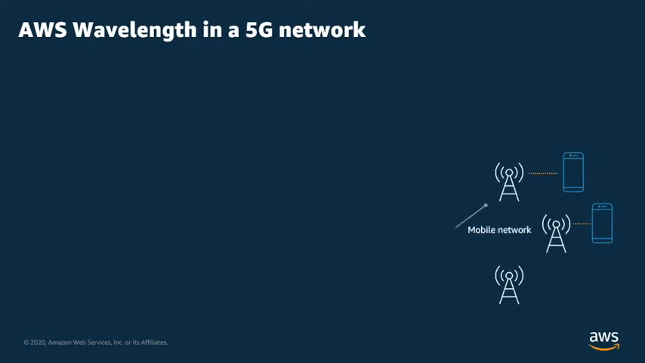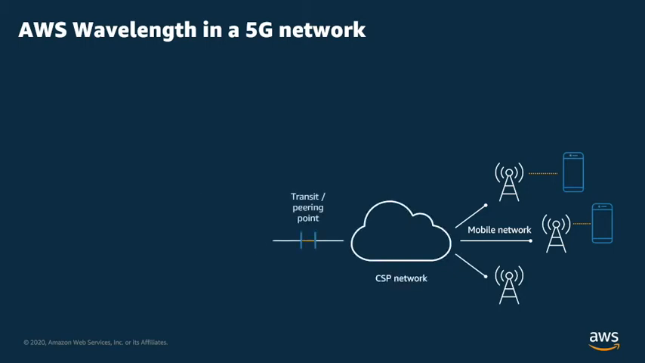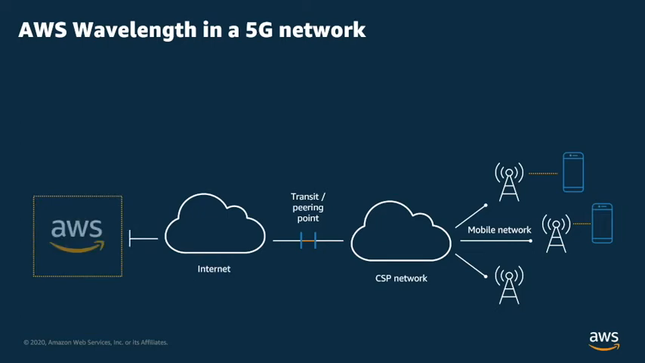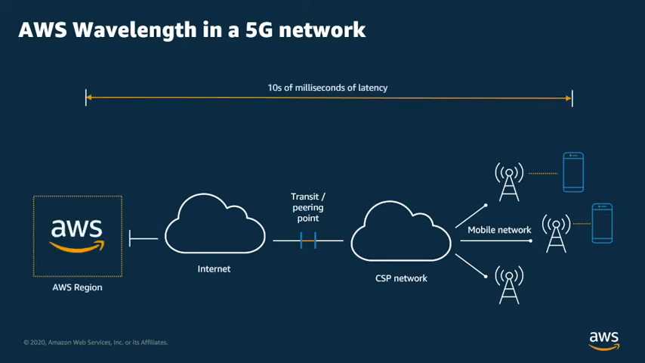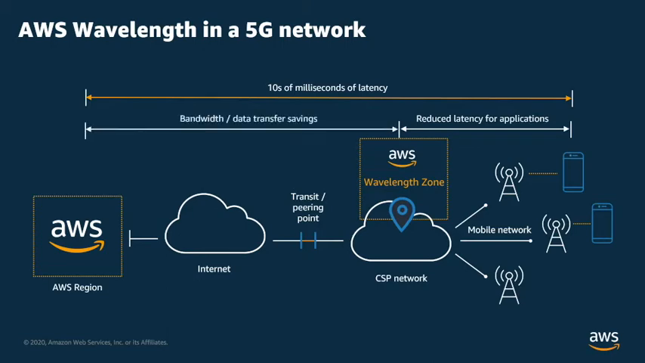Wavelength is an AWS infrastructure offering that is optimized for mobile edge computing applications. With Wavelength, we create what are called Wavelength Zones. And these are AWS infrastructure deployments that are embedded within the CSP data centers at the edge of the 5G network. AWS already enables developers to serve end users worldwide with low latencies today with the existing infrastructure we have. However, we see there are a lot more applications coming up like smart manufacturing, machine learning, autonomous driving, live event streaming that need even lower latencies across the mobile network.